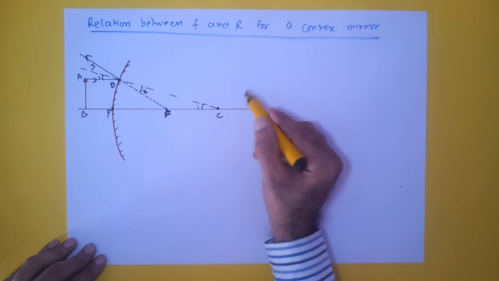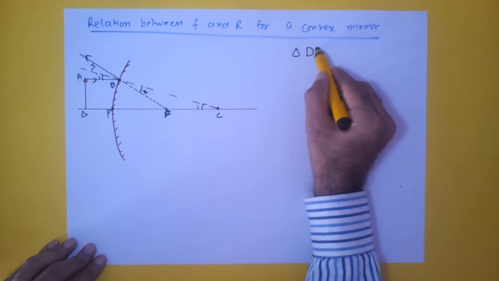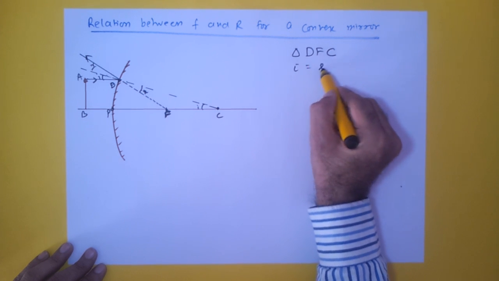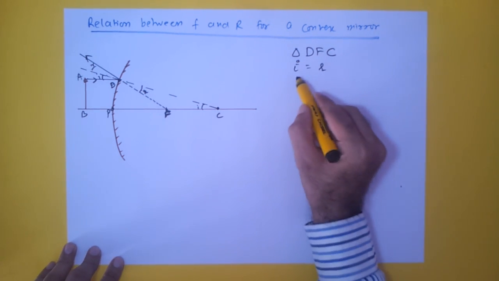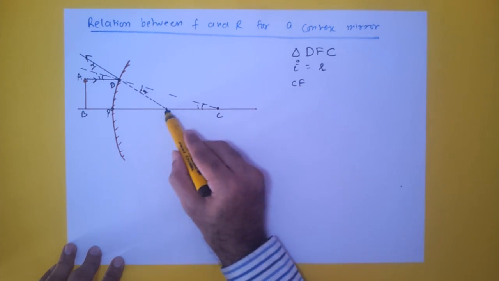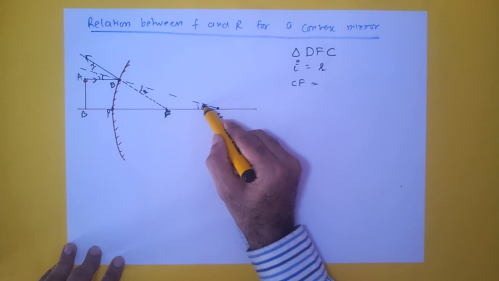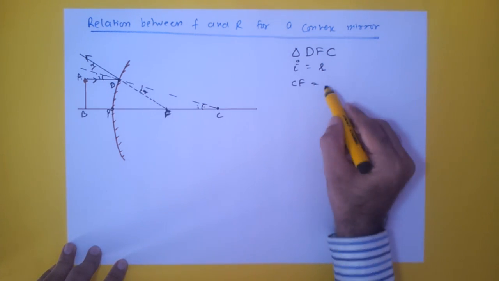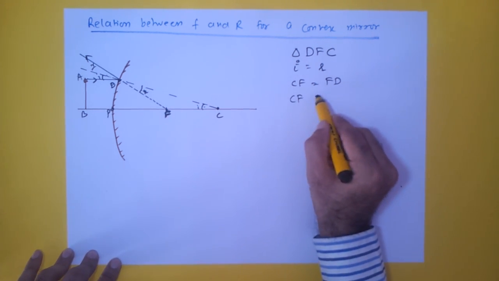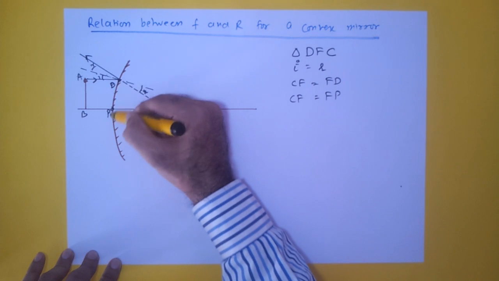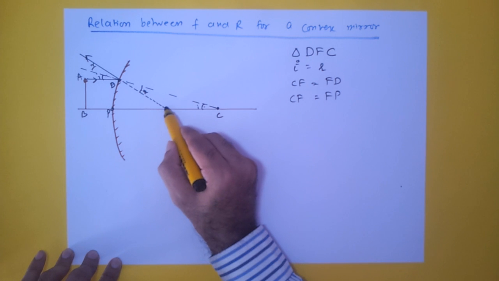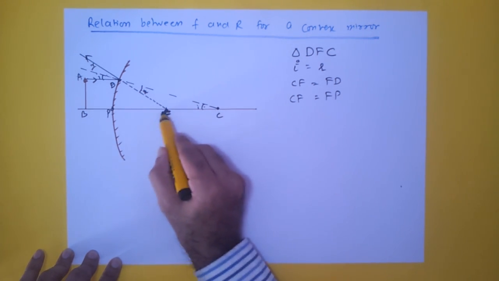Now if I focus my attention on triangle DFC and do a similar exercise as I did with the convex mirror, I is equal to R, because that is the case with reflection of light. So CF, the side which is opposite to R, is equal to the side which is opposite to I, which is FD. And again, as we discussed in the previous video, I can consider FD is equal to FP, assuming a very small aperture. So CF is equal to FP, and F is the midpoint of PC.